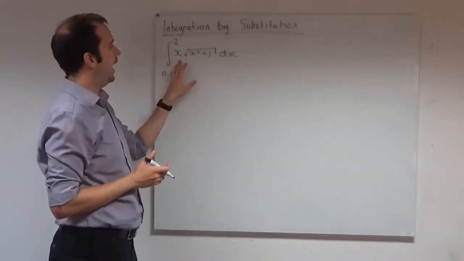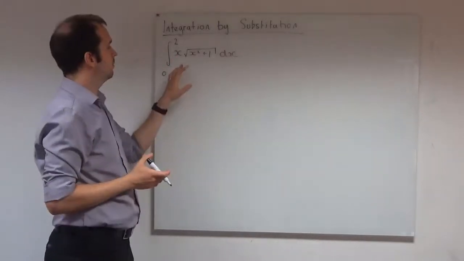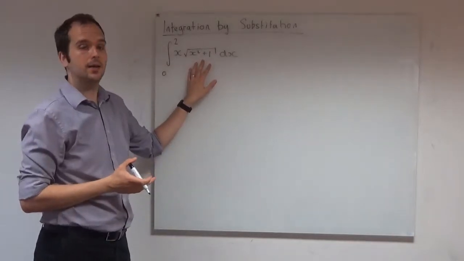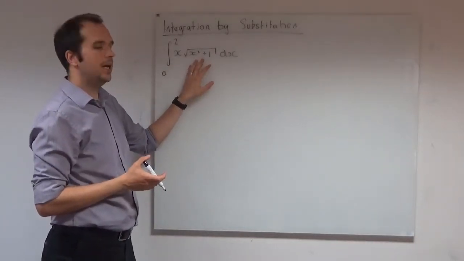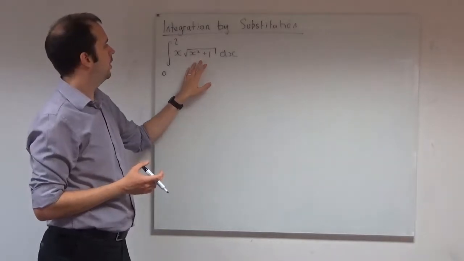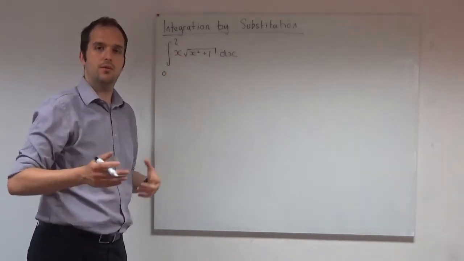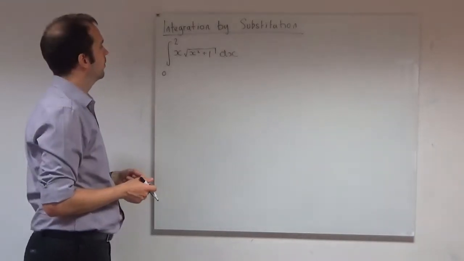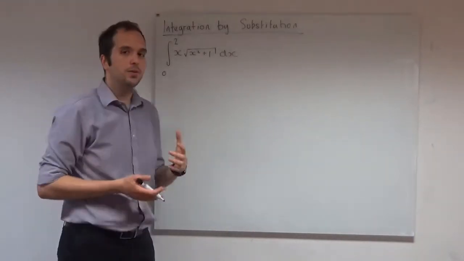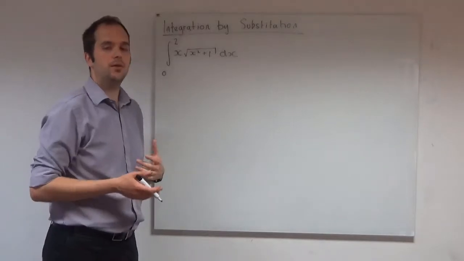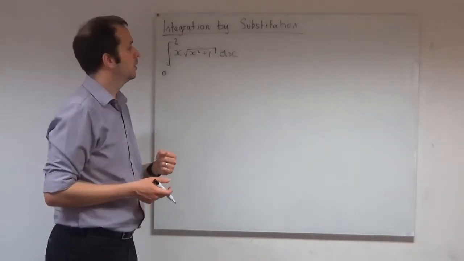If I differentiate x, I get 1. It's not what we've got here. If I differentiate x squared plus 1, I'll get 2x, which is almost what we've got here, give or take that 2 out the front. So that tells me it's probably going to be a substitution that we need to do.